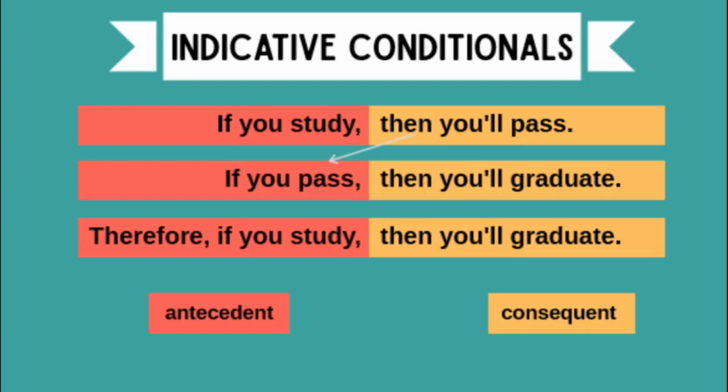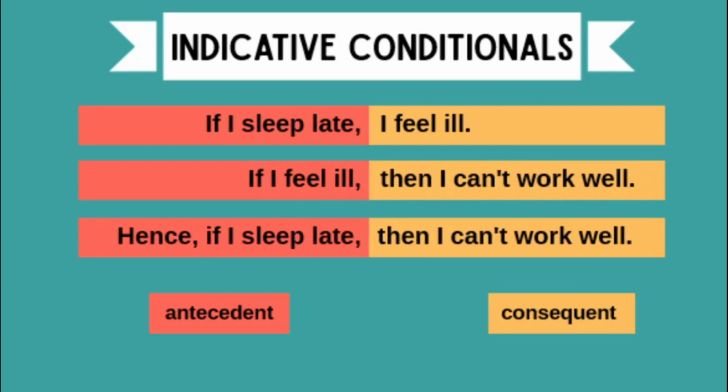The consequent in the first sentence was transferred into the second sentence and was used as antecedent. So kung makikita nyo, yung consequent sa first sentence ay ginawa nating antecedent sa second sentence. Sa conclusion, we use the antecedent from the first sentence and the consequent from the second sentence. Here's another example. If I sleep late, I feel ill. If I feel ill, then I can't work well. Hence, if I sleep late, I can't work well.